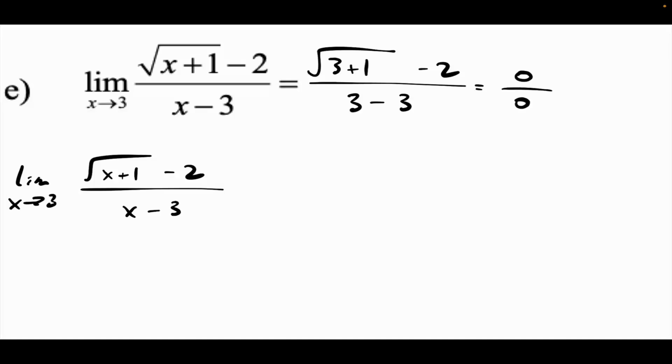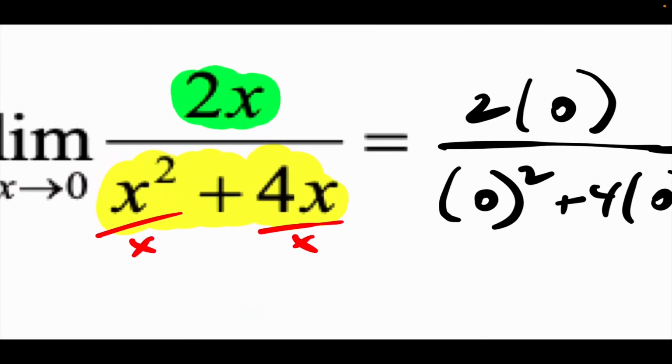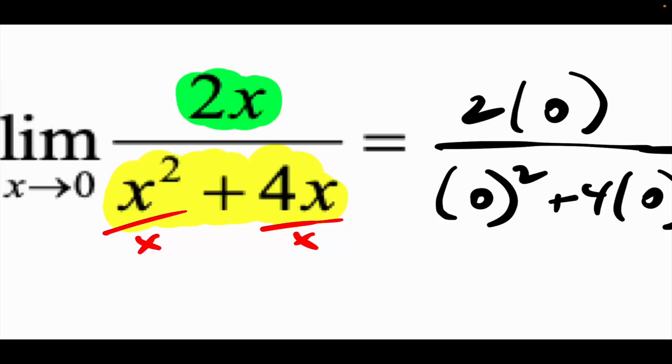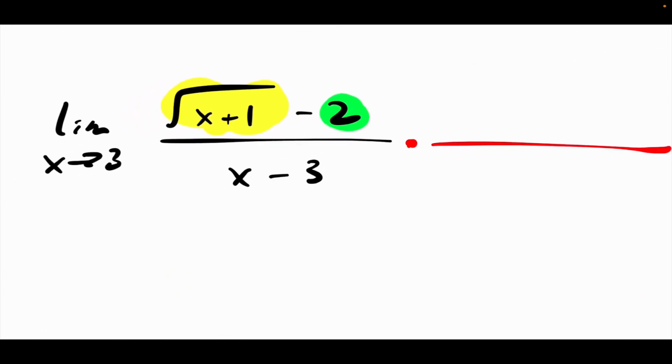So we're going to multiply now. We're going to multiply by the conjugate of the top. The top is actually a binomial. This is one term, and this is another term. What do they have in between them? They have a subtraction, right? That's how you can tell the terms. Like in the last example that we did, how did you know that the bottom was a binomial? Because there was a plus in the middle, right? Same thing here. So this is actually a binomial.